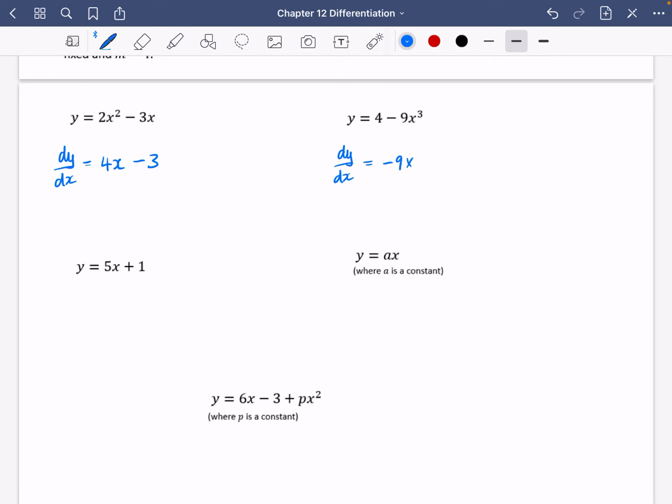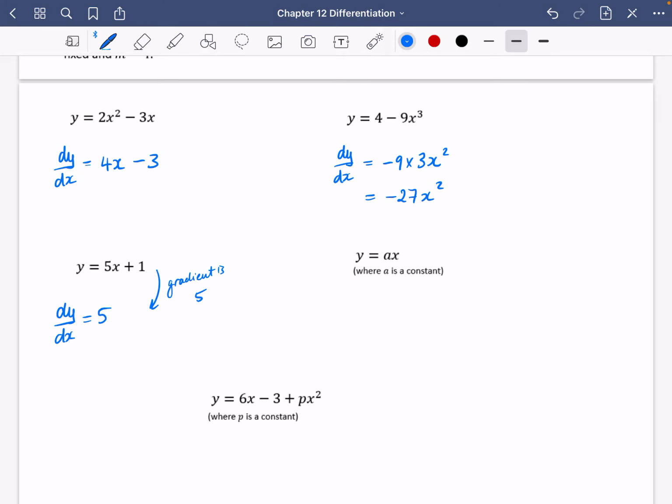You're going to multiply it by the power, which is 3, and you're going to reduce the power by 1. So you get minus 27x squared. Okay, this one is pretty obvious. The 5x is just going to differentiate to the 5, and the 1 is just going to disappear. But again, that makes sense. The gradient is 5. This is a straight line, which is going to have a gradient of 5.